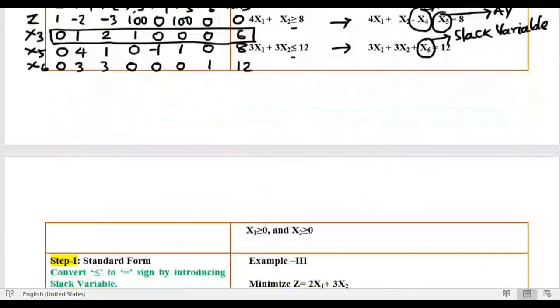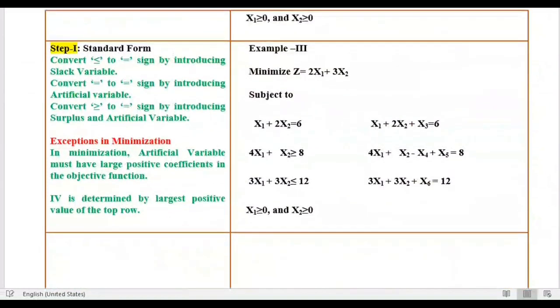Okay, so now we'll see how to deal with minimization. In minimization also, all the norms remain the same, whether it is an equal to sign, greater than or equal to, or only smaller than or equal to, where we use a slack variable. That remains the same. Only in minimization, the artificial variable must have a large positive coefficient in the objective function.